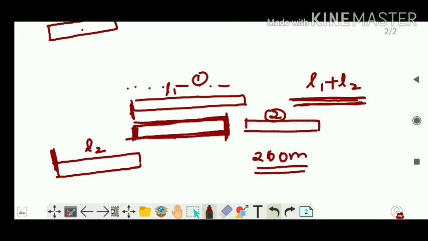And what is the relative velocity? It is 50 meter per second. So what is the time taken to cross over? Relative distance, that is 250 meter, divided by relative velocity, that is 50. So in 5 seconds the second train can cross over the first train. Clear? Easy. I hope this much is clear.